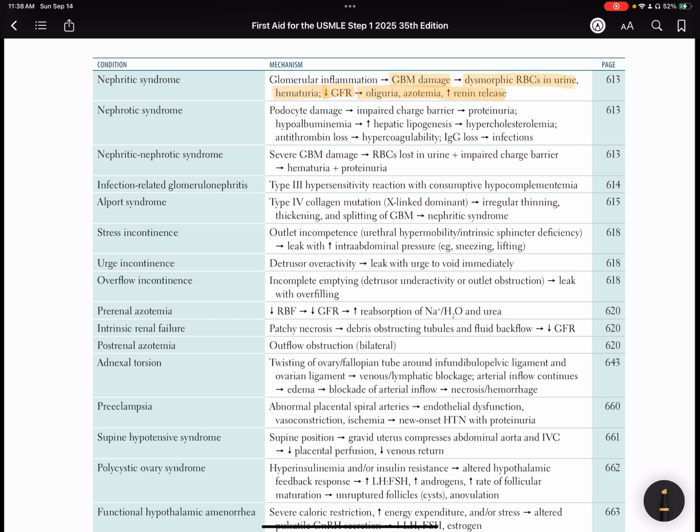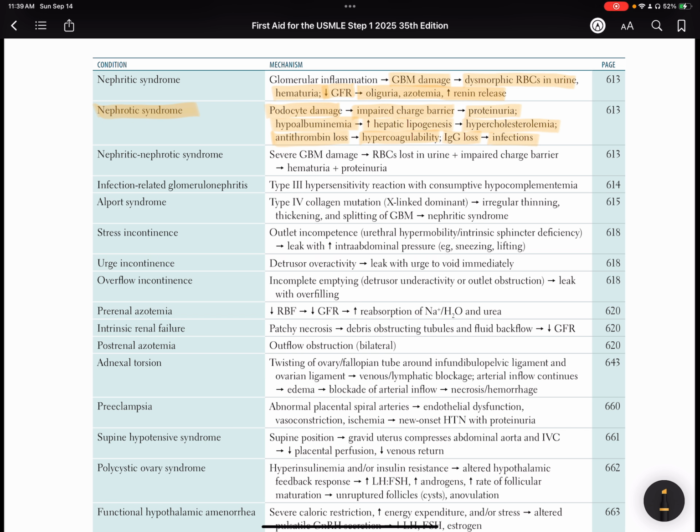Nephrotic syndrome is podocyte damage, leading to impaired charge barrier, proteinuria, hypoalbuminemia, increased hepatic lipogenesis, hypercholesterolemia, antithrombin loss, hypercoagulability, and IgG loss causing infection.